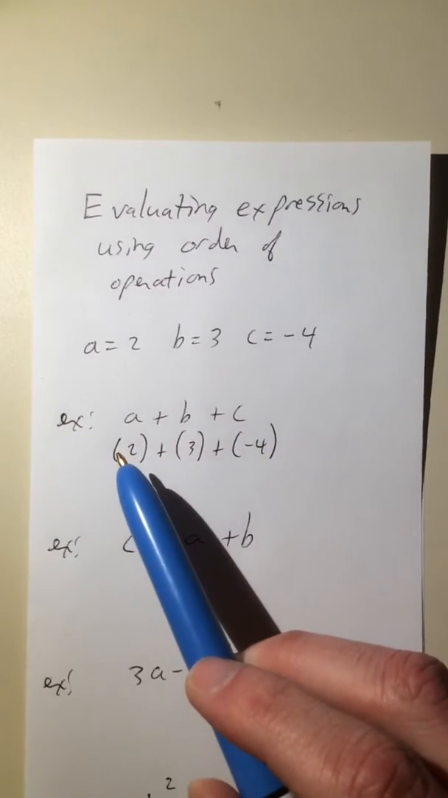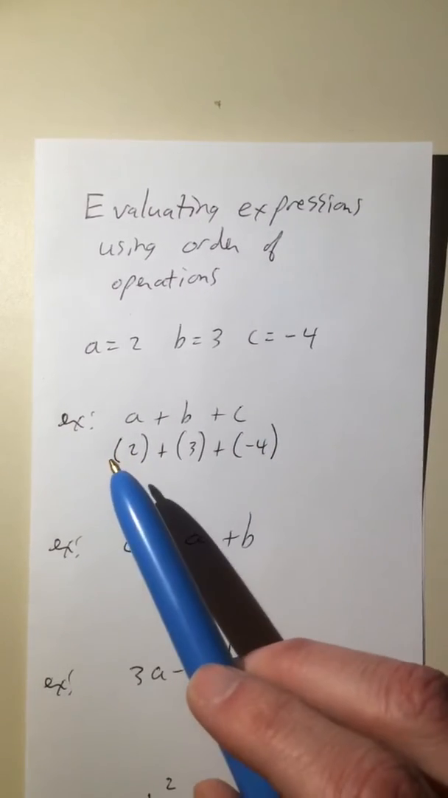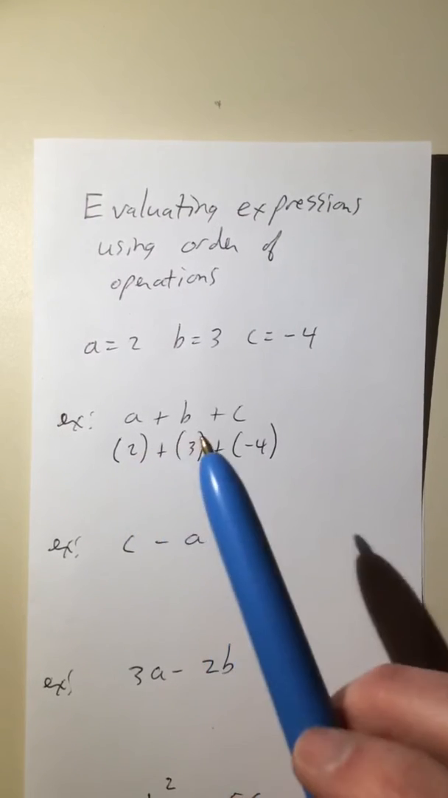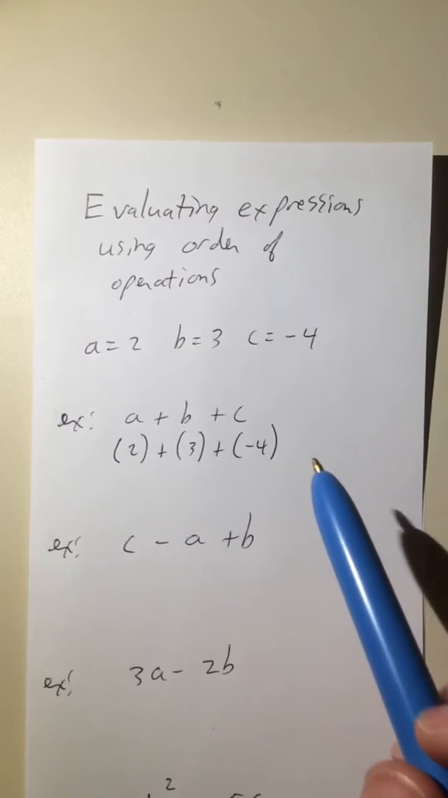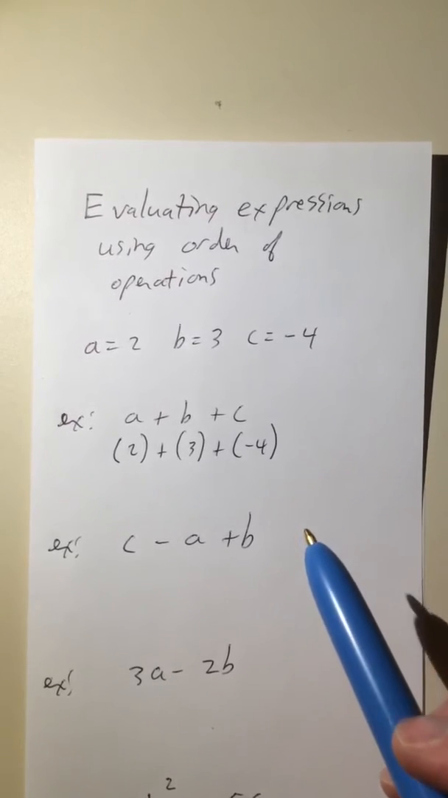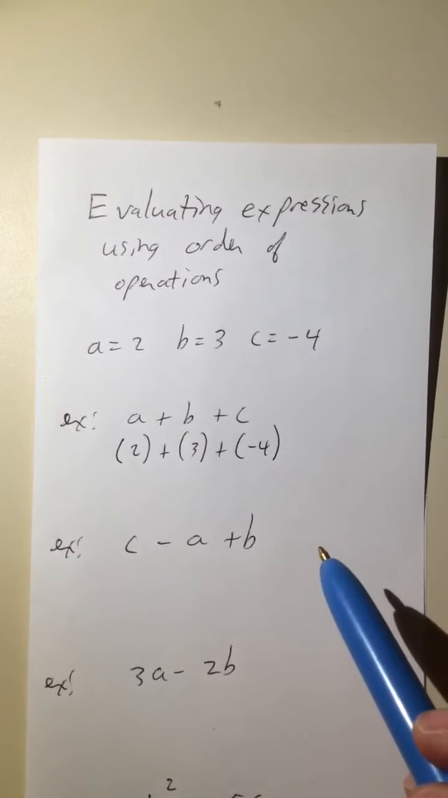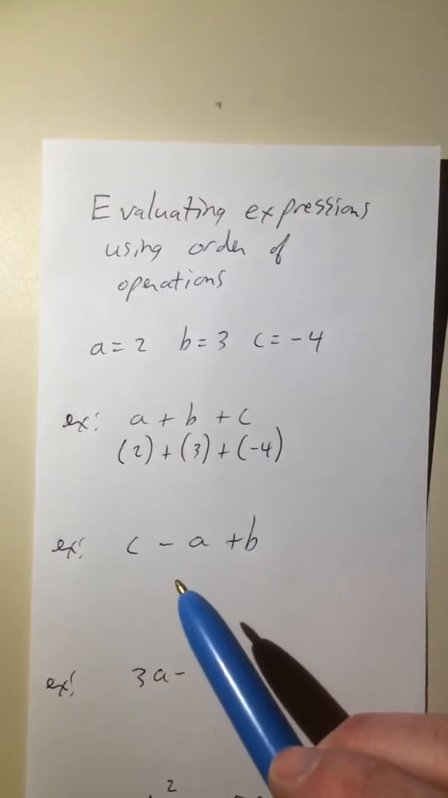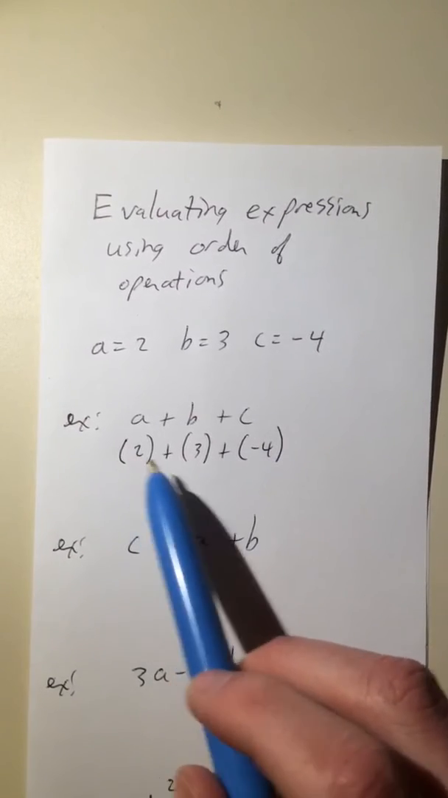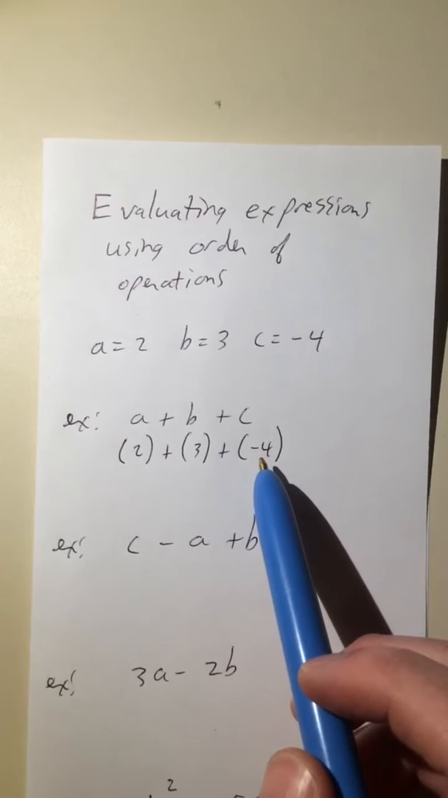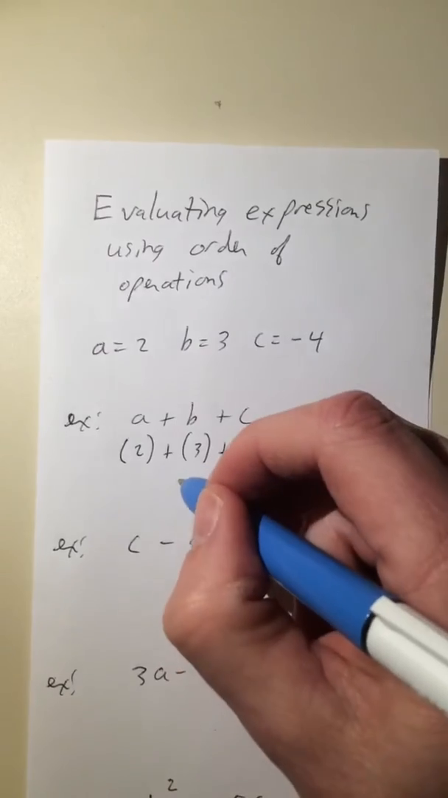And remember, when we are adding, we're just going to add left to right. So it's PEMDAS: parentheses, exponent, multiply, divide, add, subtract. But when you get down to add and subtract, you go left to right. You don't just do all the adds first and then all the subtracts second. So left to right, 2 plus 3 is 5, plus -4, which is really like 5 minus 4. And the answer is 1.